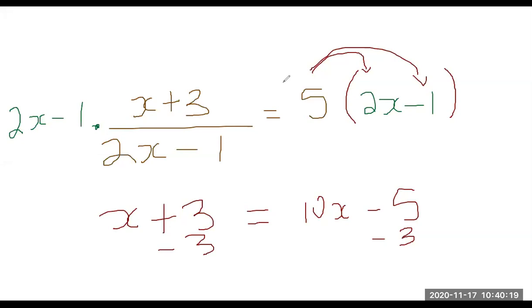Ultimately, Taryn, I hope you're listening, I just want to group like terms. All right, so I have x equals 10x minus 8. Taryn, since you're on a roll, what do I do next?